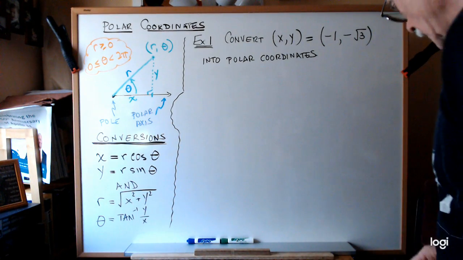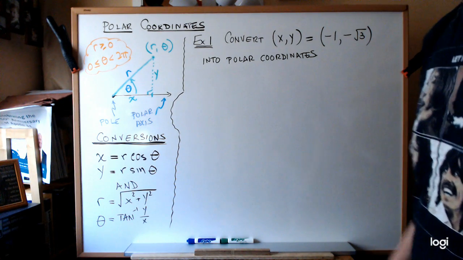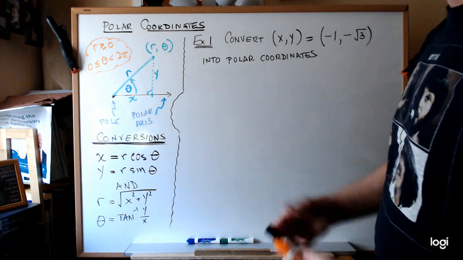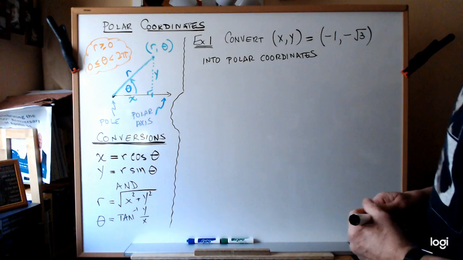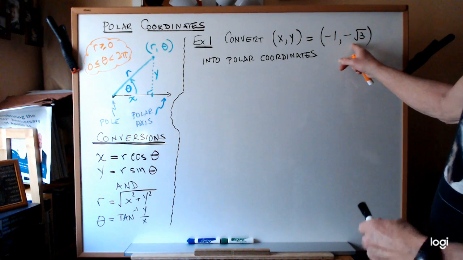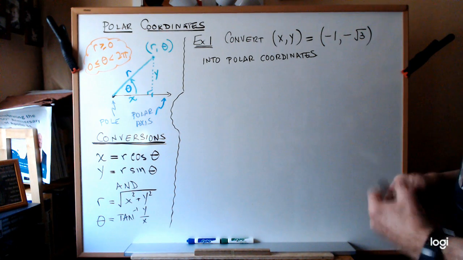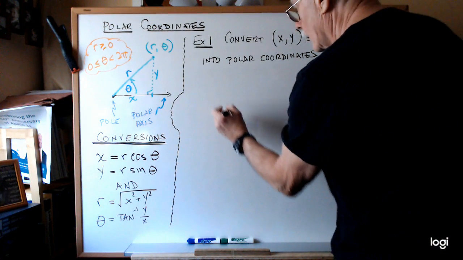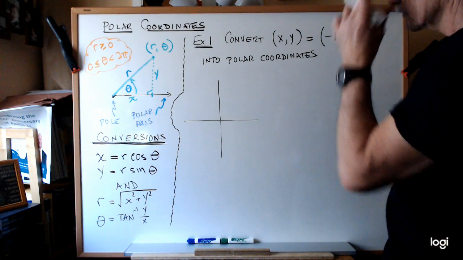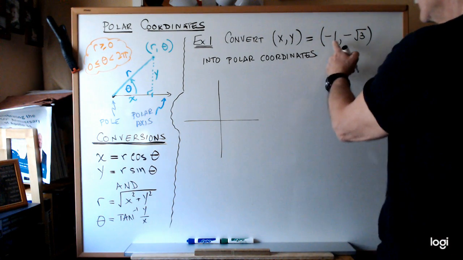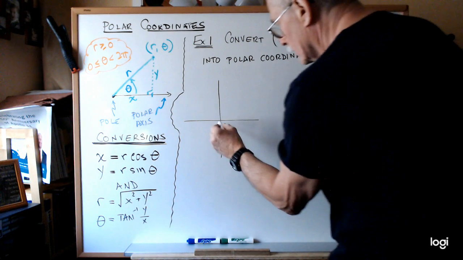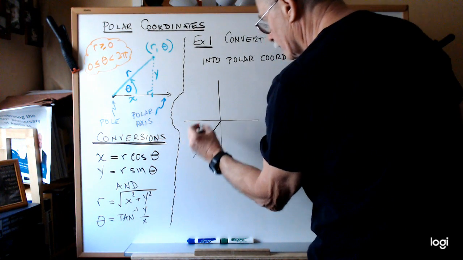All right, example number one. I'm probably going to be making short videos, so I'll do a couple examples on conversion. All right, first one is convert (x, y) = (-1, -√3) into polar coordinates. So I think the way to go with this is to make a coordinate system diagram, and -1, -√3 would put this in quadrant number 3.